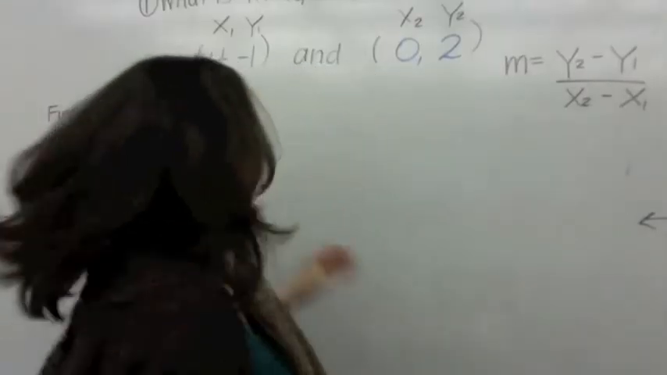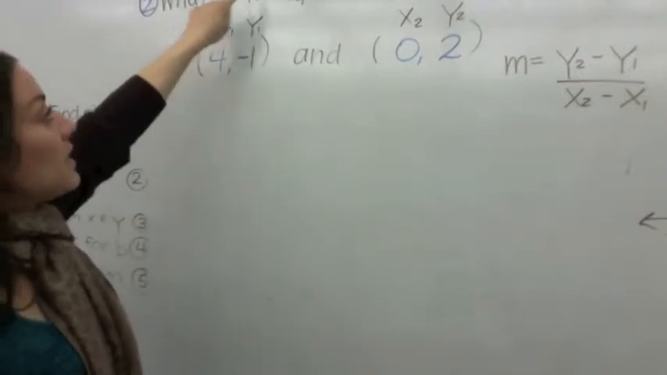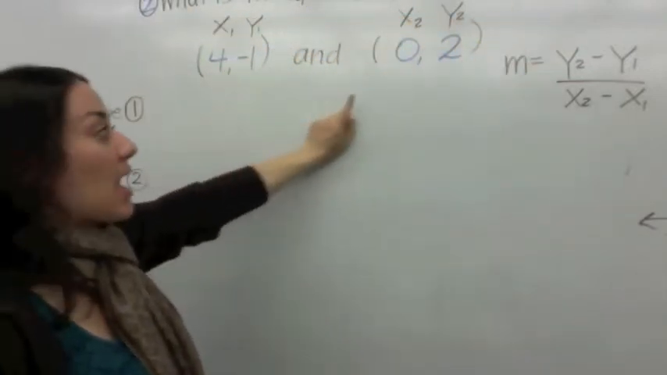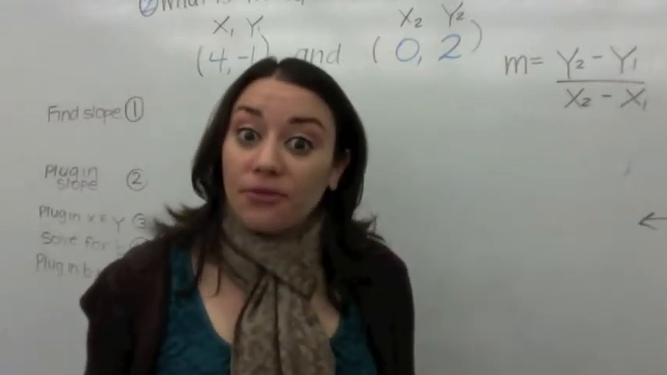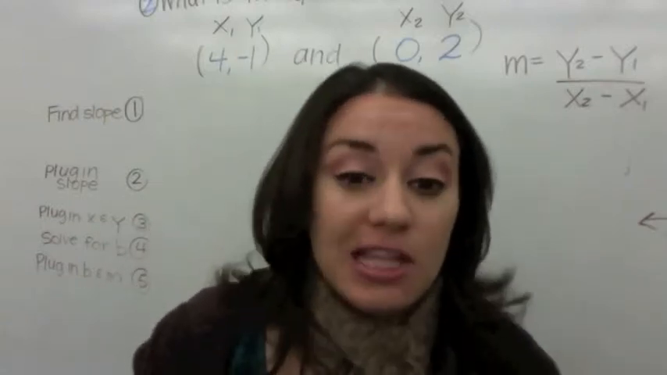Let's do another example. Let's do example 2. Read it with me. What is the equation of a line that passes through 4, negative 1, and 0, 2? The first step, which is different than what we've been doing before, is we actually have to find the slope. How do you find the slope?